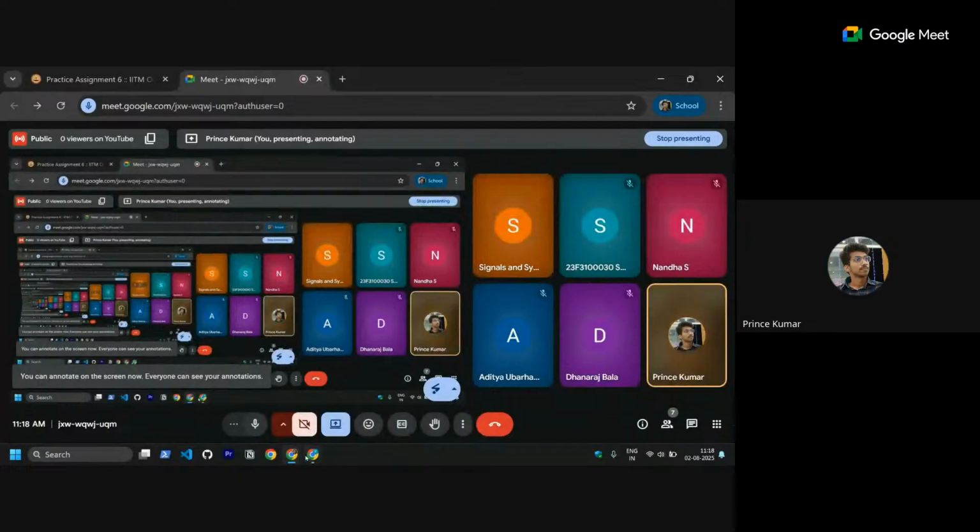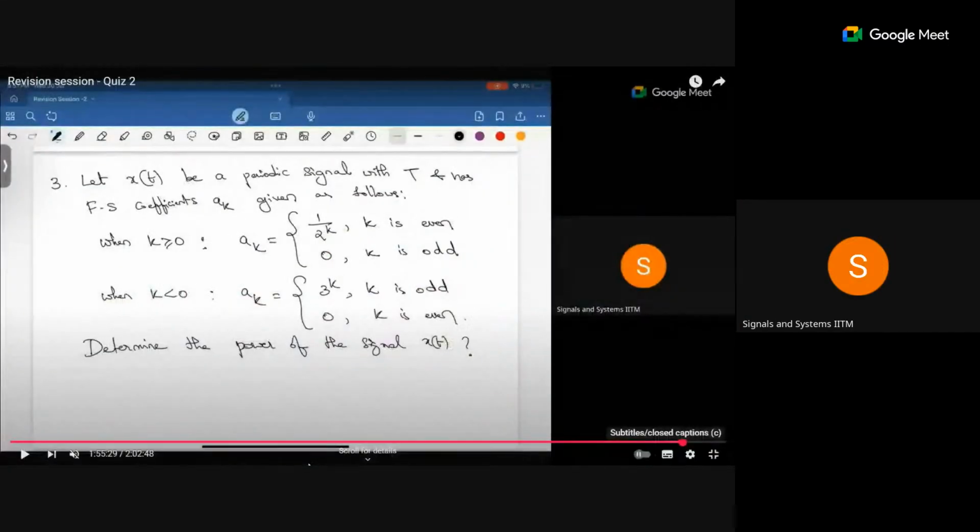Is it visible? Yeah, it is visible. Ma'am, this one. It's beautiful. Are you taking a snap? Yeah, I'll take a snap. Yeah, I have taken. Okay, thank you.